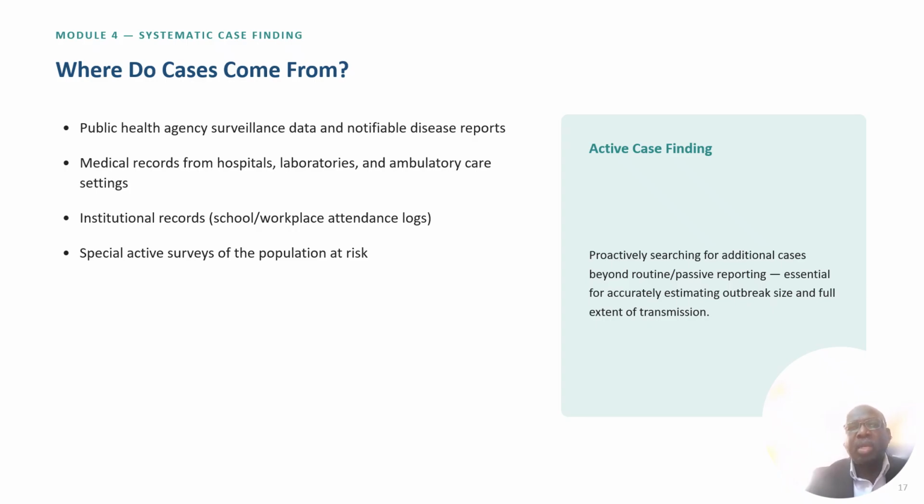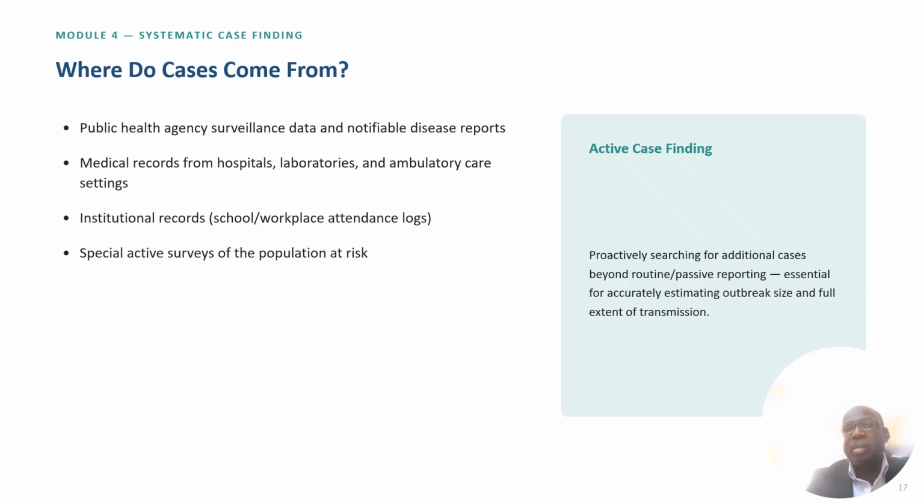The first question we should ask is: where do cases come from? Public health agencies, surveillance data, and notifiable disease reports are the main routes and sources of cases. The data could also come from medical records from the hospital, institutional records like prisons, schools, workplaces, or attendance logs. Also special active surveys of populations at risk, like surveys conducted as an active search to identify cases.